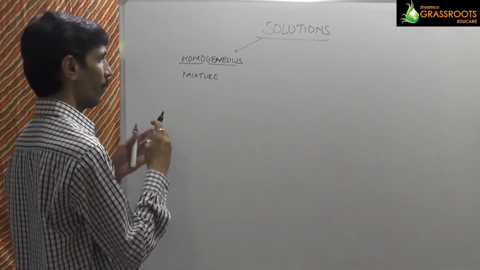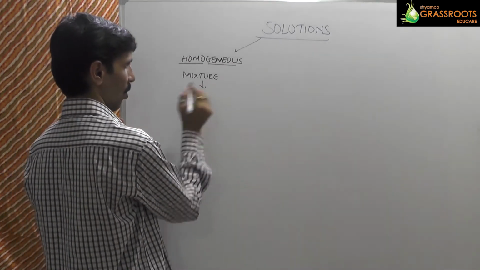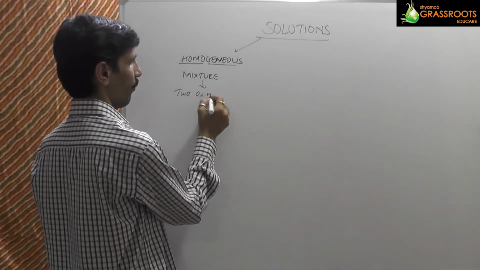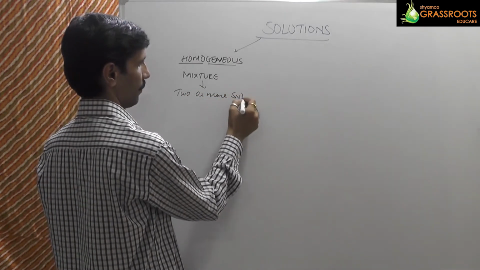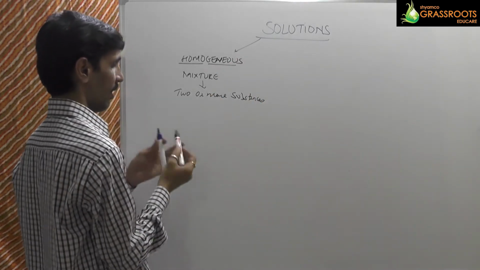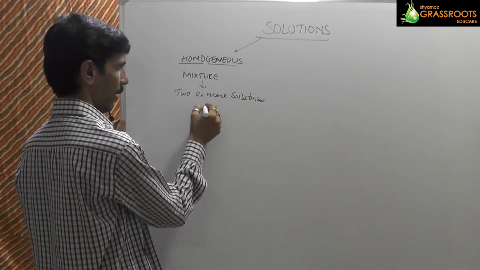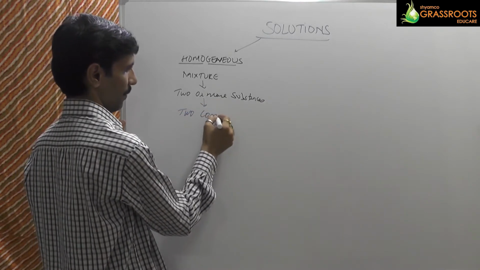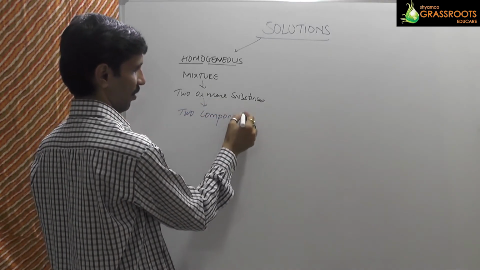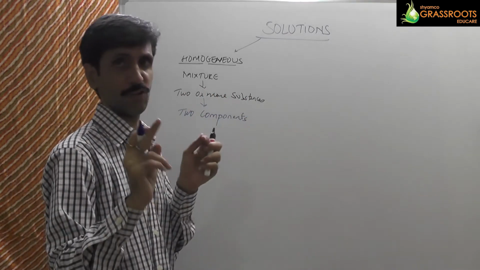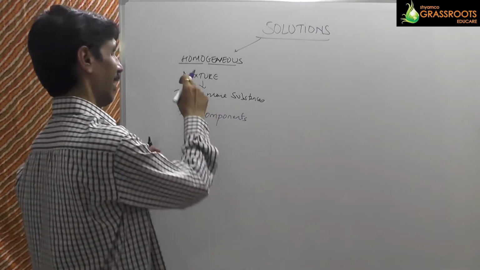So it's a homogeneous mixture of two or more substances. Okay, that is called as what? Solutions. Next thing is, it's made up of two components. Now see, I'm using the word components. Substances can be many. Of course, many means at least it has to be two. I cannot call it as one and I call it as a mixture.